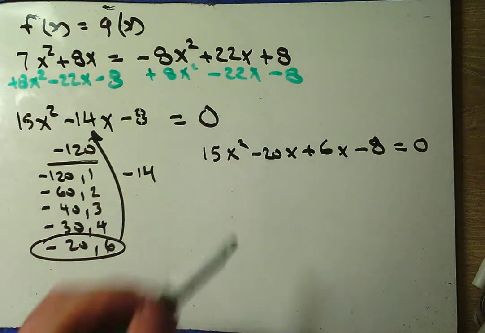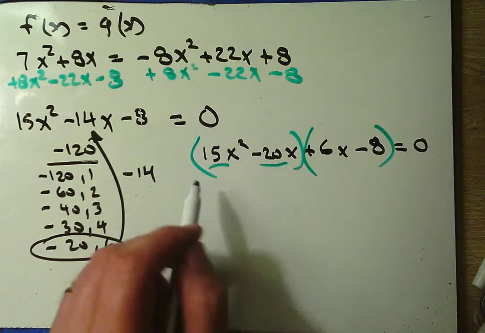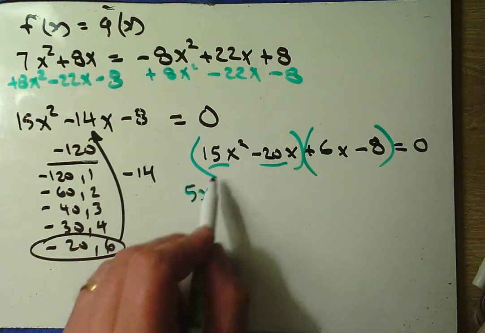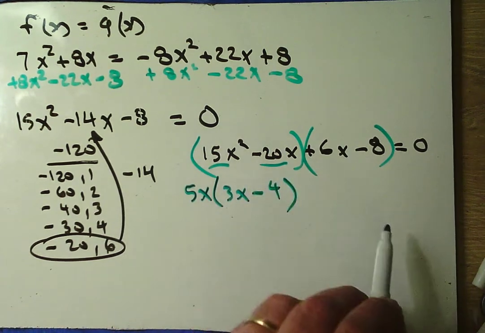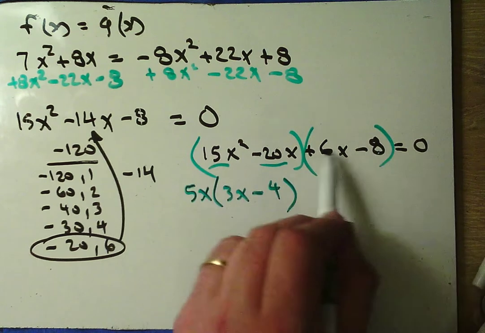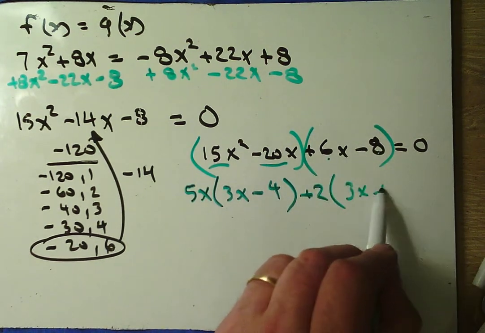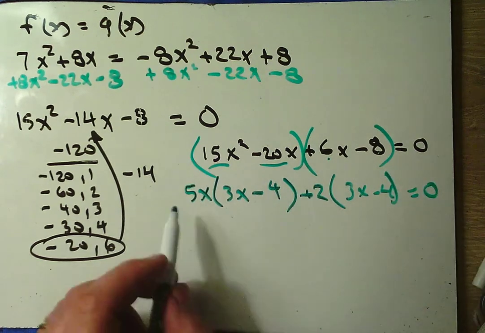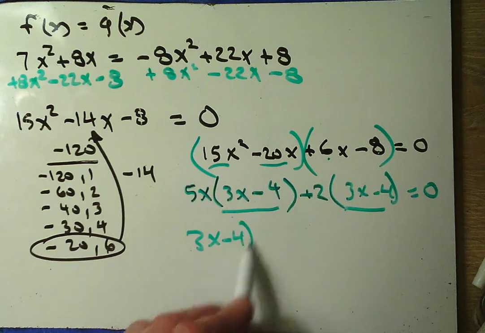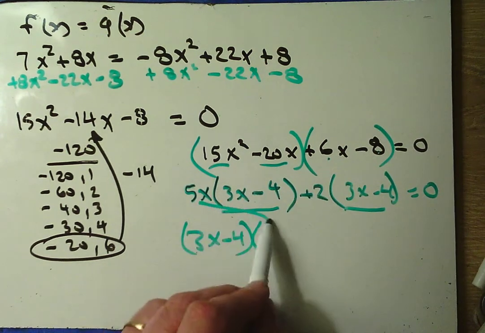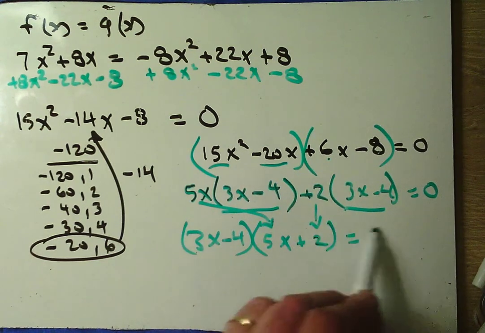So we have 4 terms. We group these in pairs. We can factor out the GCF from each of these pairs. The first pair I can take out 5x, leaving me 3x minus 4. And from the second pair, I can take out a positive 2 from both of these, leaving me 3x minus 4. So when I factor out the GCF of 3x minus 4, it will leave me with 5x plus 2.